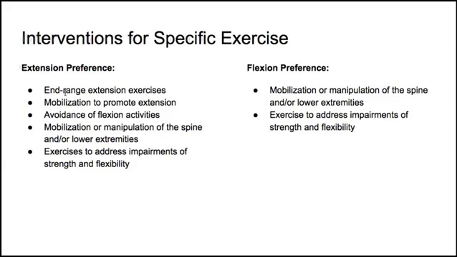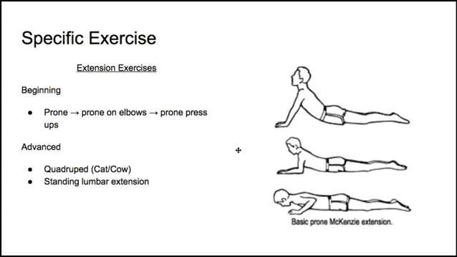The interventions for the extension preference category include end range extension exercises, mobilization to promote extension, avoidance of flexion activities, mobilization or manipulation of the spine and/or lower extremities, and exercises to address impairments of strength and flexibility. For flexion, the primary difference is that the mobilizations or manipulations of the spine and lower extremities are to promote flexion, not extension, and the exercises addressing impairments of strength and flexibility are again directed at flexion, and then just general fitness.